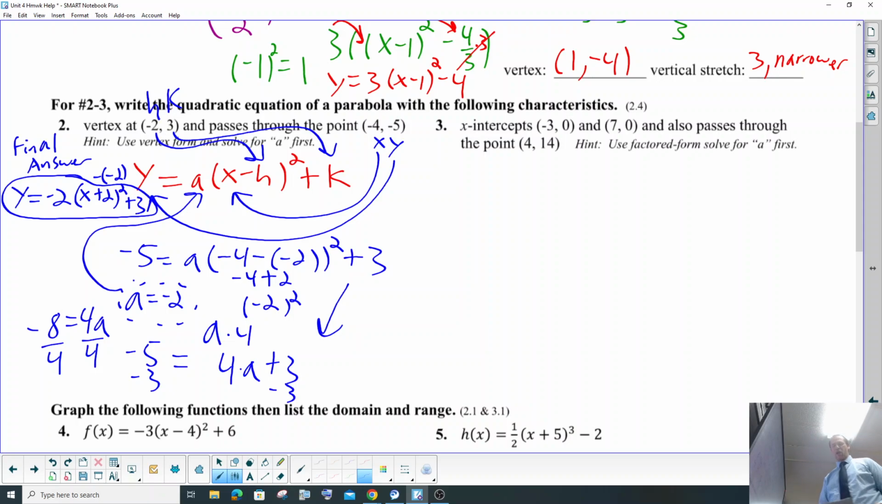So the next one, you want to do the same thing, but instead of the vertex formula, we want to use our x-intercept formula. So y equals a, x minus r1 times x minus r2. And then wherever you see a y value, you're going to plug in a 14. And then an x value, you're going to plug in a 4. Pause me. Remember how to do the rest? Try it on your own.